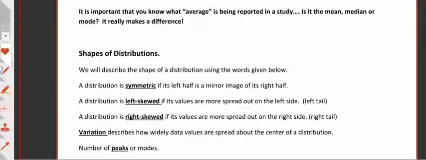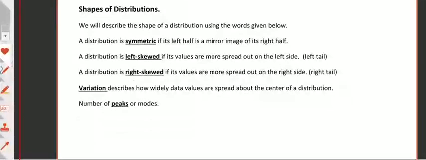So the words we'll use to describe some shapes might be symmetric, where the left half is a mirror image of the right half. We may use the word left skewed, where the data values are more spread out on the left side, which gives you a left tail. A distribution might be right skewed. The data values are more spread out on the right side, which means there's a right tail.